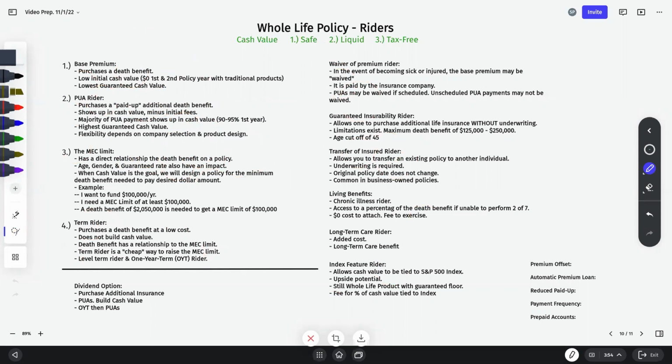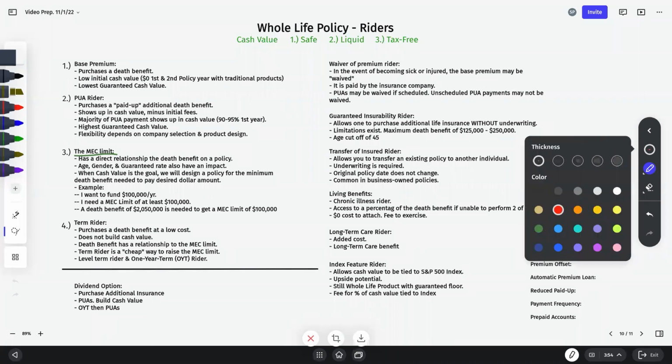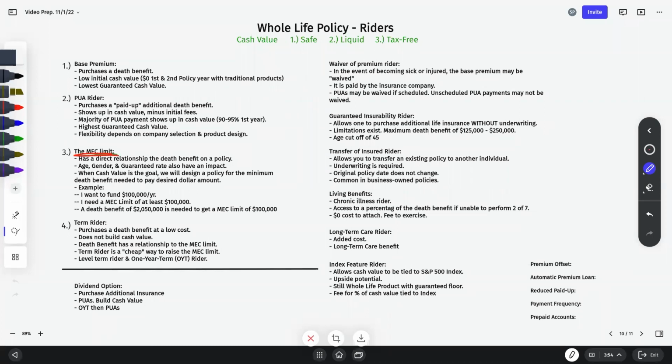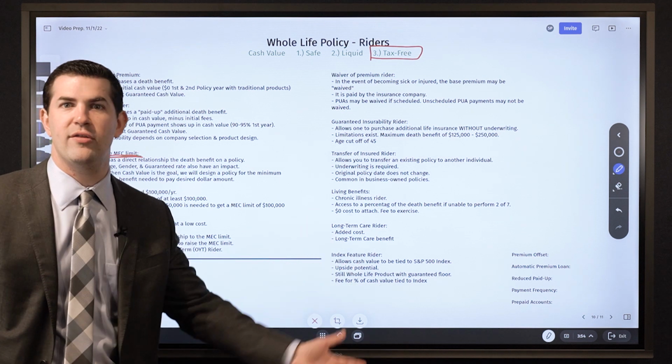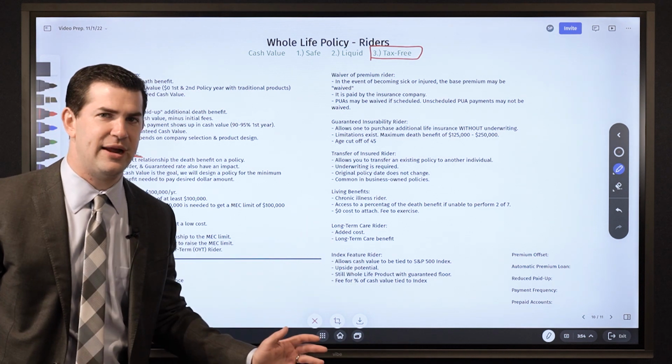Now, we've got this guy, the MEC limit. So bear with me here. We'll stay with that $20,000 example. The MEC limit is very important. MEC stands for Modified Endowment Contract. And in short, we look at our third cash value benefit, tax-free. If you have a cash value life insurance policy and it's not a MEC, you can access that cash value tax-free through loans all day long, throughout the life of the policy.